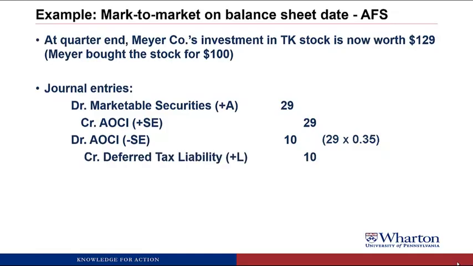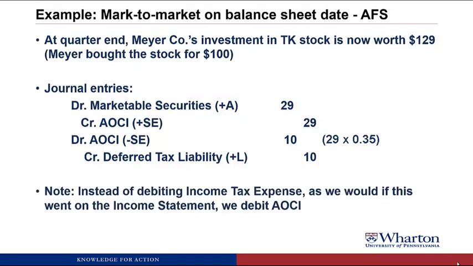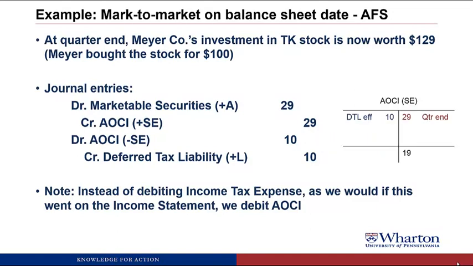And then we're going to credit a deferred tax liability to represent this tax effect that we're showing in AOCI, but that doesn't really exist in terms of the government because we're not paying any taxes to the government. So instead of debiting income tax expense, the way to think about this is we're debiting AOCI, so that what goes into AOCI is both the gain of 29 that we get at quarter end and the tax effect of that gain of 10, which is a net effect of 19.